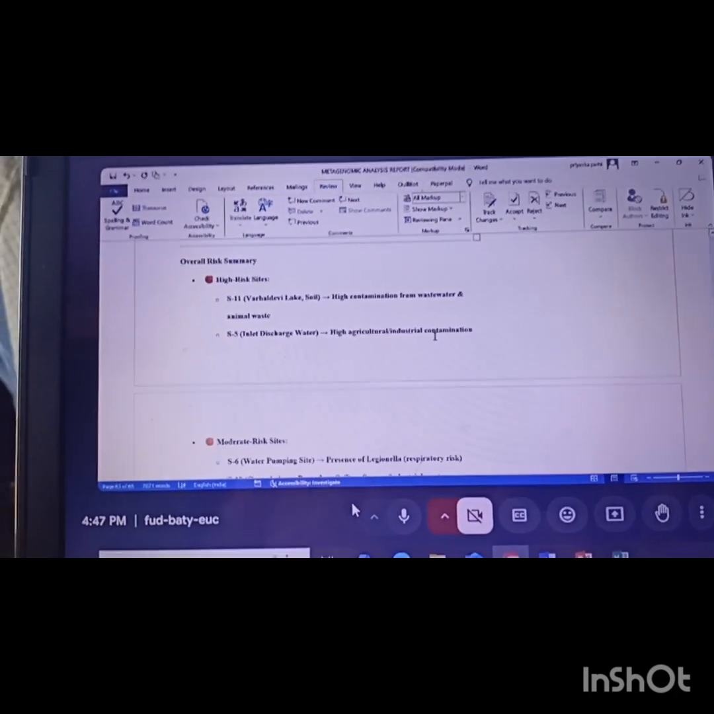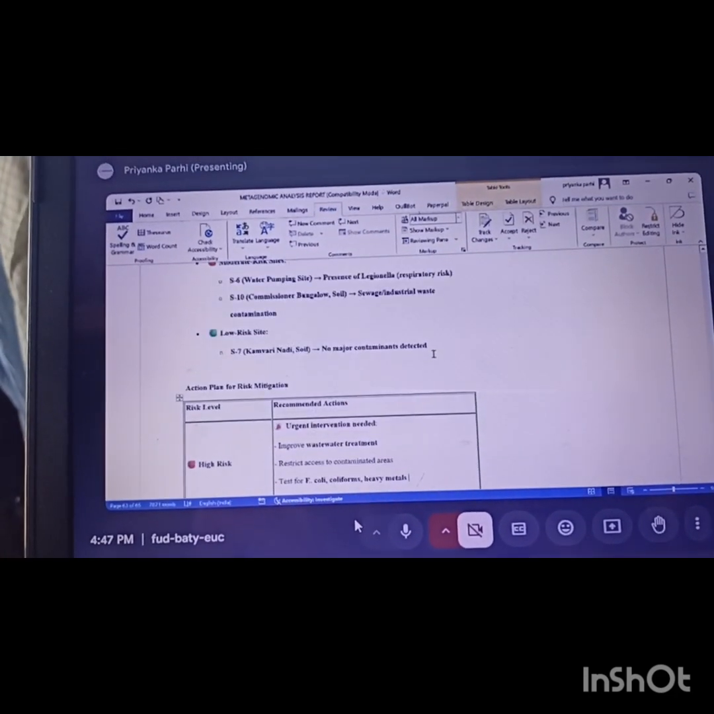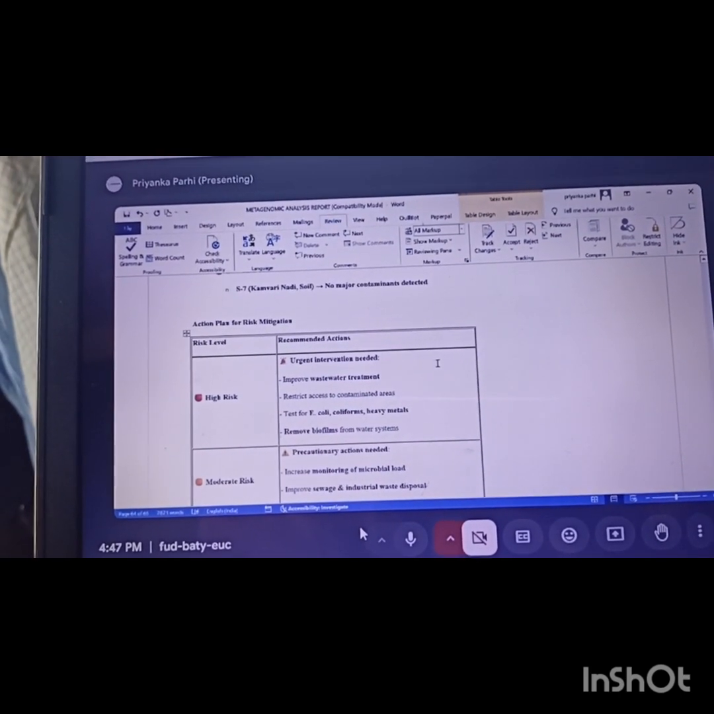And then for overall risk summary, I have given high risk, moderate risk, low, and the last is action plan. It's basically a literature review. I didn't do much. I have to just see, but it's high risk.